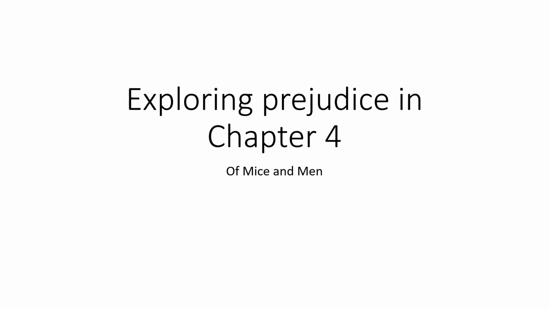Today we're going to be looking at prejudice in chapter 4 of Of Mice and Men. I'm going to be setting you some mini tasks to do within the video, and we're going to be focusing primarily on the first two paragraphs of chapter 4 before having a look at short chunks throughout the rest of the chapter. We'll also be reviewing contextual work you did looking at racism in 1930s America.